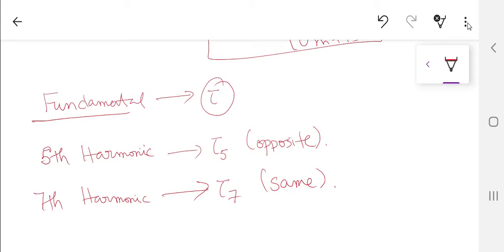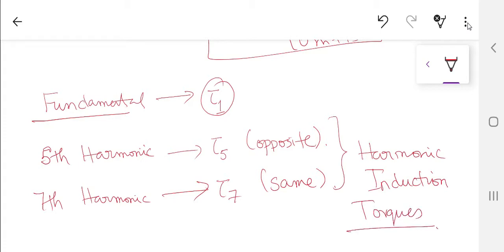I can call this one tau 1. Here we have tau 5 and tau 7. So what I mean is that instead of just the fundamental, there are also going to be two more torques, and these torques are going to be called harmonic induction torques.